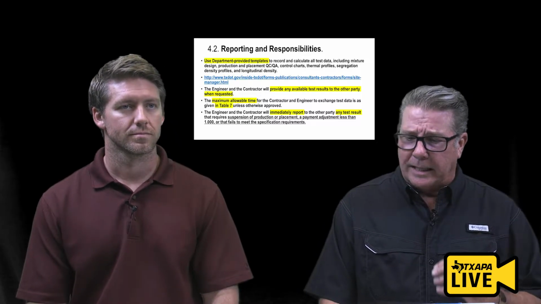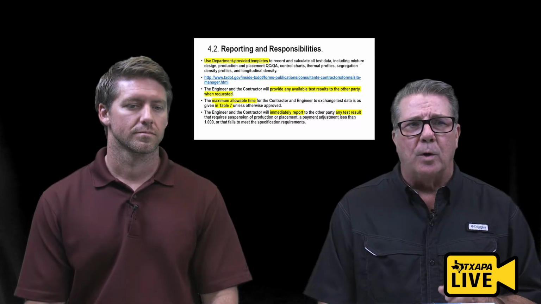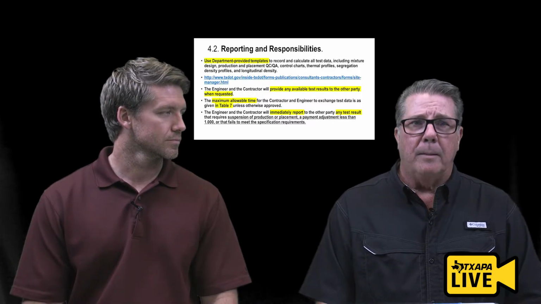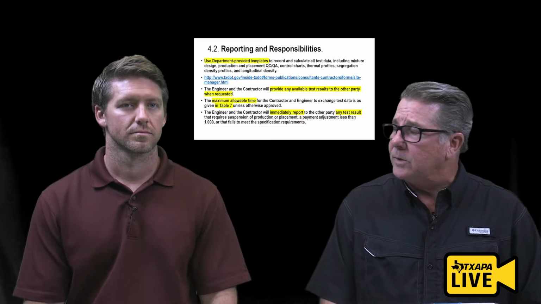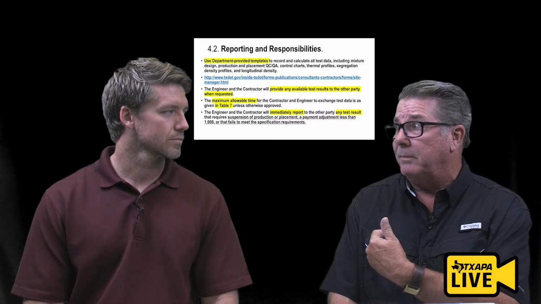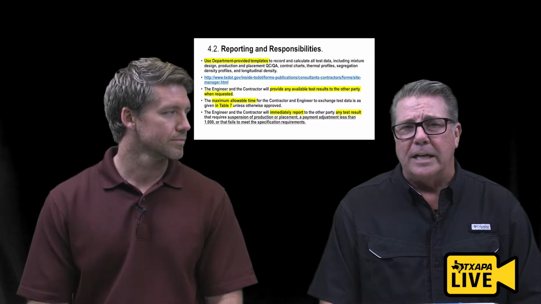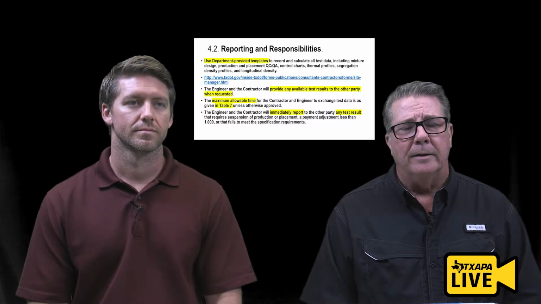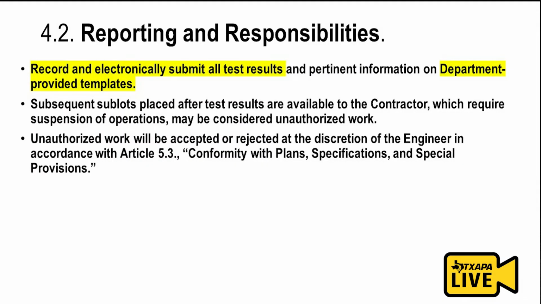So again, immediately when a test result results in a suspension of production or placement, or a pay adjustment less than 1, or fails to meet the specification, we're supposed to immediately let each other know. That's right. So that's where that conversation and communication and the partnering that we keep talking about between QC and QA come into play. It's very important. And then, of course, record and electronically submit all test data on the templates.